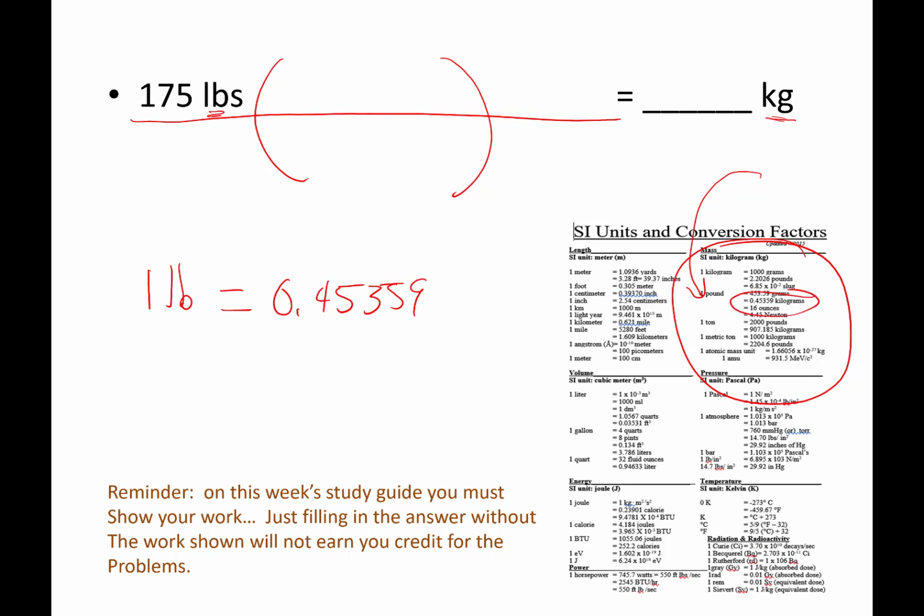I want to get rid of pounds. So where do I put them? I want the thing I want to get rid of kitty corner from itself. So if I have pounds on top, I want pounds on the bottom. I want to keep kilograms on top. Always put the units in first, then put the numbers in. So 1 pound, then put the numbers.